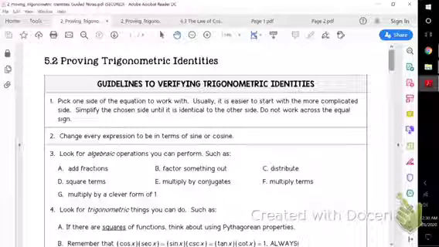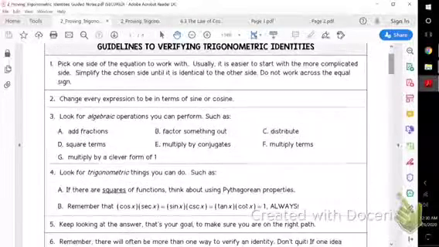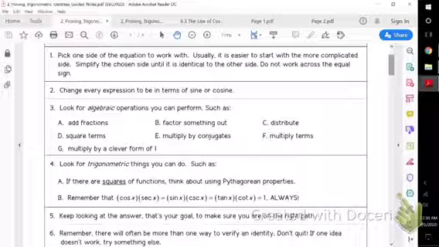And we don't work across the equal sign. So we don't work one side and then go to the other. Okay, so you work one side or the other until you get what's on the other one. Another thing to do, like I told you before, this is one of my favorites: if I'm stuck and not sure what to do, I can change everything to sine and cosine. I can always change back later if I need to, but sine and cosine are usually easier for us to deal with.